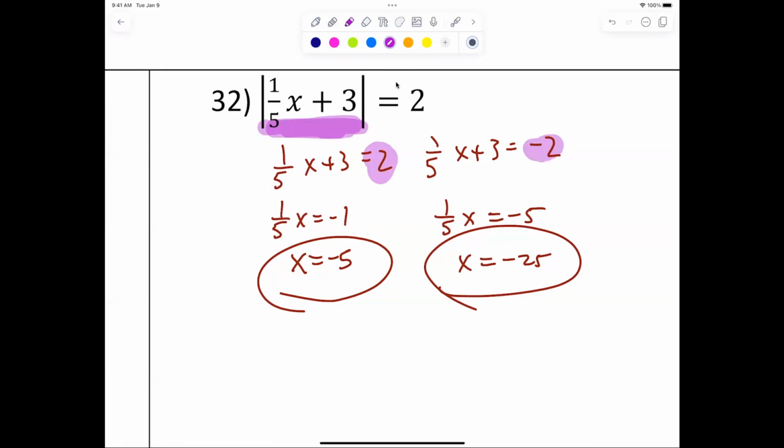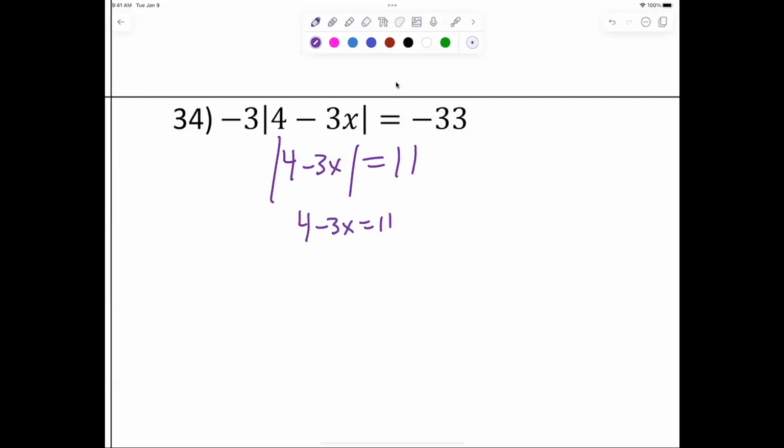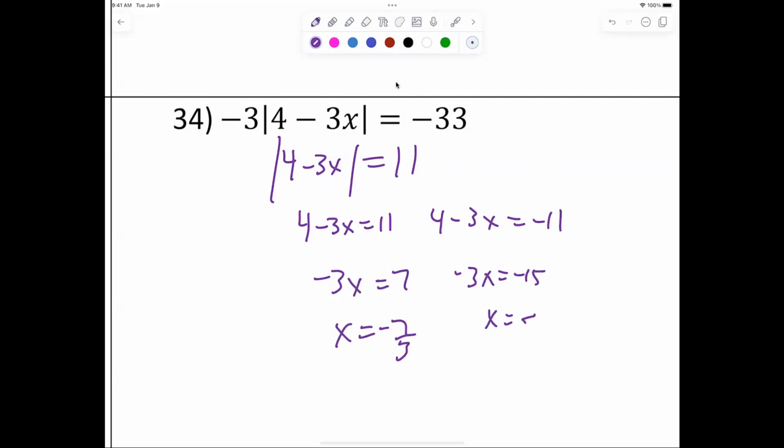So let's take a look at 34 just to make sure. I have to isolate, so I have to divide by what first? -3. So everybody's going to write down: 4 minus 3x equals 11, and 4 minus 3x equals -11. Yeah, absolute value is the one where you have to do 2 equations.